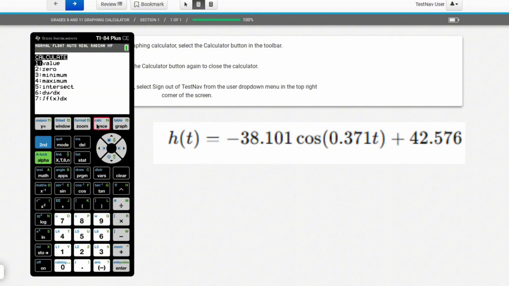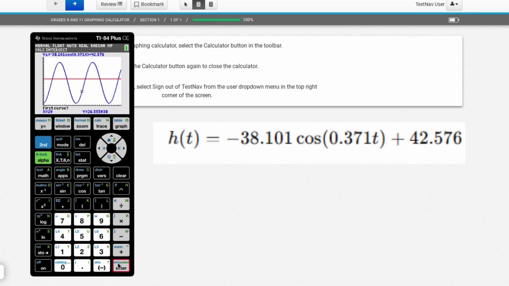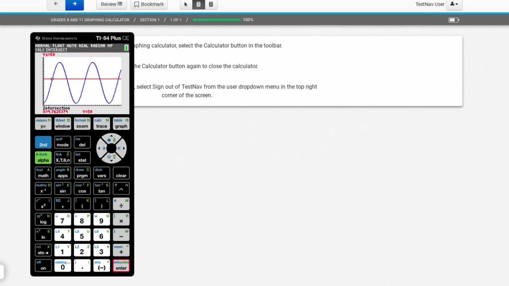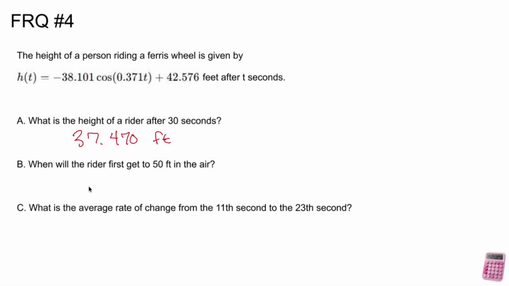So let's go to second, trace, takes us to calc, go down to intersect, or just hit 5, and scroll all the way to the left until you go to just the left of your intersection point, like so. Go just to the right of your intersection point, keep things nice and close. For guess, hit enter, and then you get an intersection at the seconds of 4.7625. So we'll go back, round that appropriately, and come up with our answer. And that happens at 4.762 seconds.